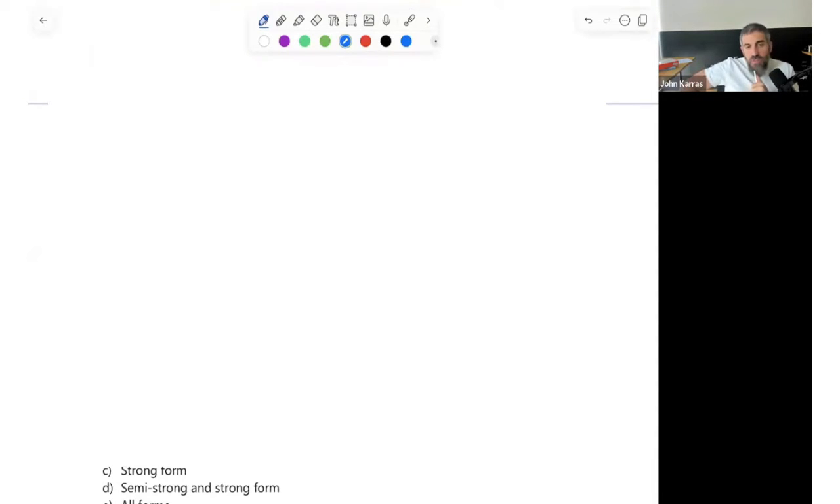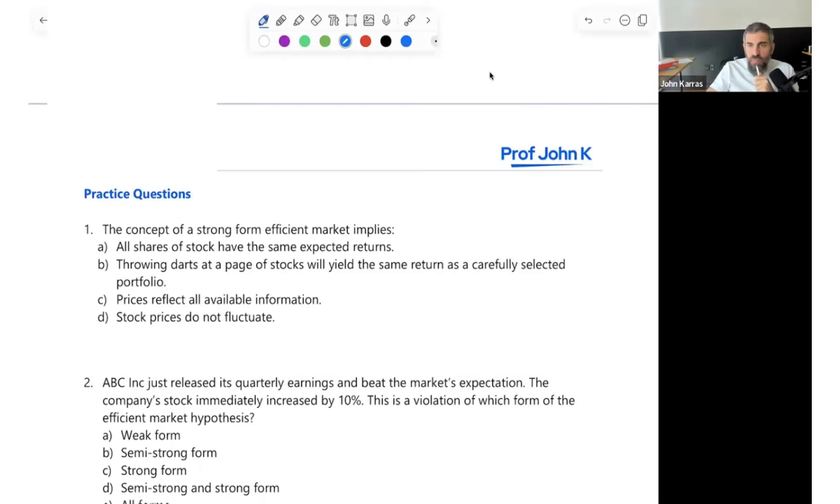So the concept of a strong form efficient market implies what? Take a second, think about what we've said so far. You can put your answer in the chat. You can turn on your mic if you want. What does the strong form imply? What does that mean?